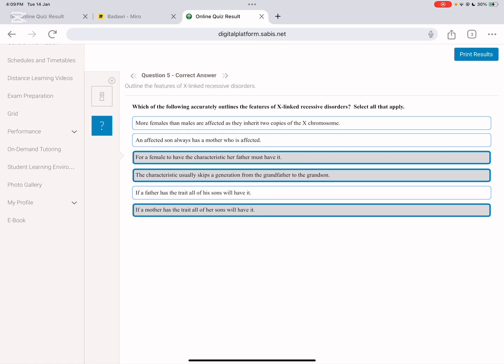Which of the following accurately outlines the features of X-linked recessive disorders? More females than males are affected. We said that is incorrect. We said more males are affected. An affected son always has a mother who is affected.